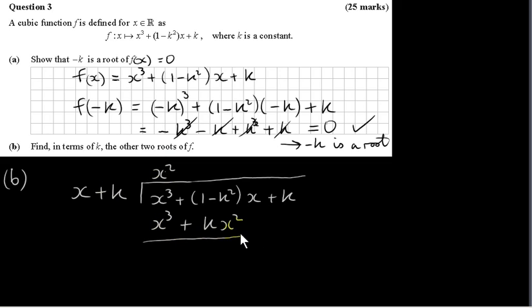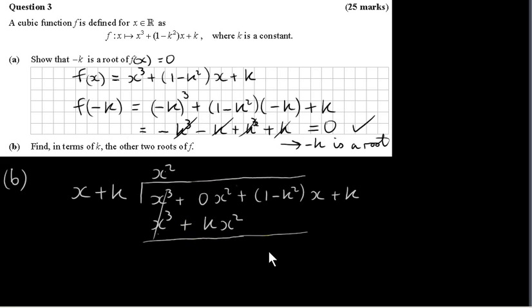The next step is to subtract. So we divide, multiply, subtract. X cubed minus x cubed gives us 0. We want to take this term here and subtract this term. Well, there is no x squared term. You could write 0x squared up here. So 0x squared minus kx squared gives us minus kx squared.